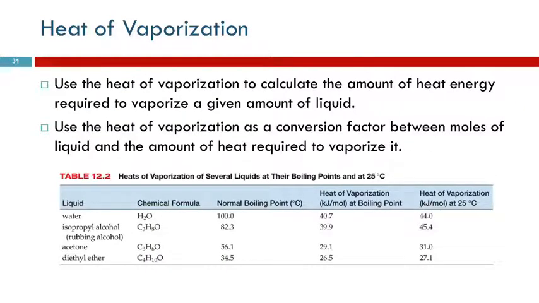We can use heat of vaporization as a conversion factor to find out how much heat is needed to vaporize or condense a given amount of liquid. So, like I said, you don't need to memorize these. You'd be given the information you need. Here's a table that shows water, rubbing alcohol, acetone, and diethyl ether. Here's the heat of vaporization at the boiling point. Here's the heat of vaporization at 25 degrees Celsius. These numbers are somewhat different, so you do need to pay attention to the temperature.